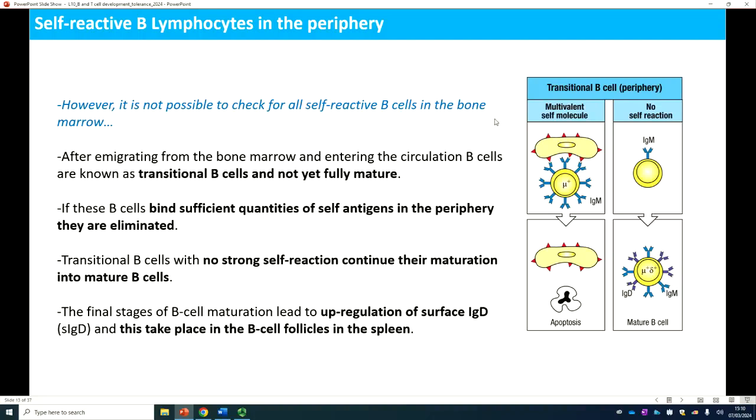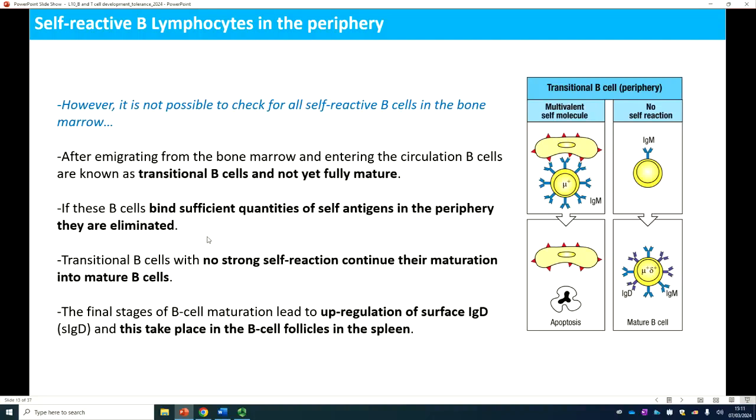Now, obviously, it's not going to be possible for all of the B cells to be checked to make sure that they're not self-reactive. Some are going to slip through the net, and that's where we can have checking going on within the periphery. What was going on in the bone marrow would be central tolerance, and this would be peripheral tolerance. Once the cells have left the bone marrow and they enter into the periphery and go through our circulation, they're known as transitional B cells, so they're not yet fully mature. If these transitional B cells happen to bind a lot of self-antigens in the periphery, they will be eliminated.